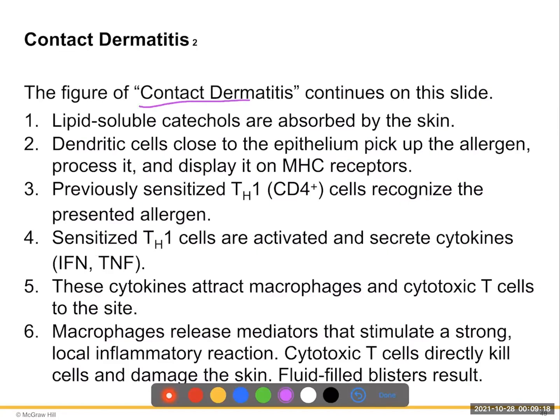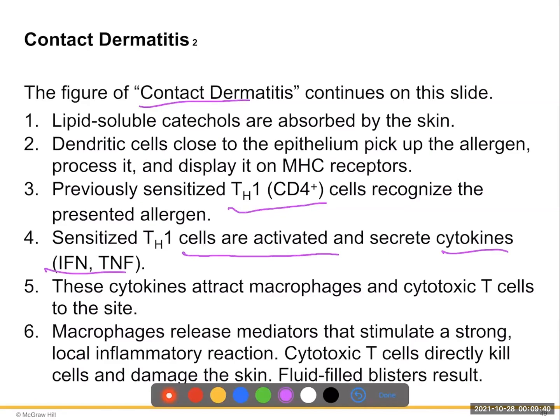It said lipid-soluble catechol is absorbed by the skin. That's your antigen. Dendritic cells in the epithelium pick up the allergen. They process it and display it on their MHC receptors. The previously sensitized T cells, which have the CD4, recognize the allergen. These T helper cells are activated and secrete their cytokines.